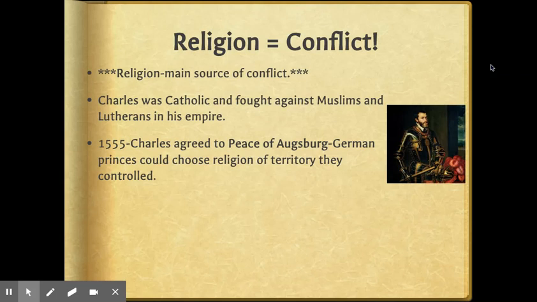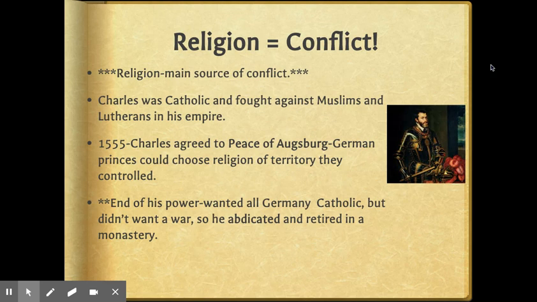Charles realizes it's a losing battle for him, and so in 1555, he's going to issue what's called the Peace of Augsburg. Basically, he said, you know what, Germany, modern day Germany, I can't figure out how to rule you and to not fight about religion. And so I'm going to allow you to choose the religion of the territories. Like, if you want to think of them as princes, they're going to control different regions, and each prince would get to say what religion. Well, for most of Germany, that's going to be Lutheran.